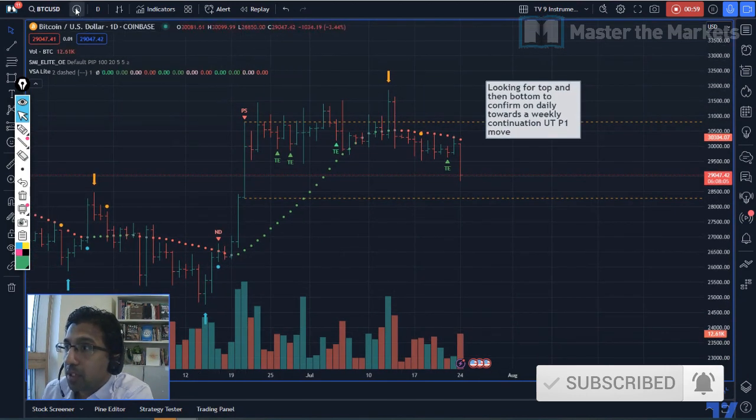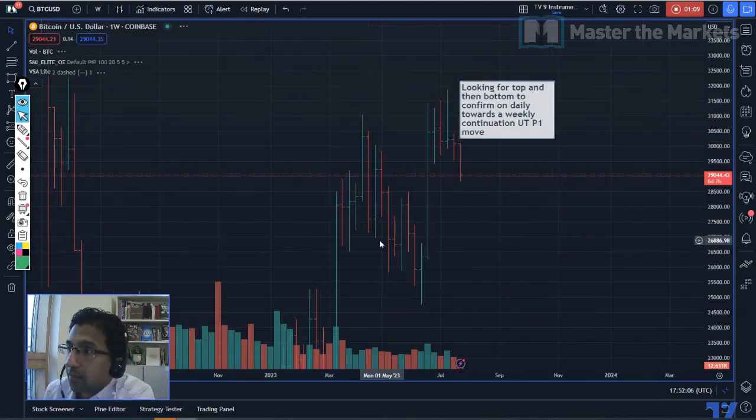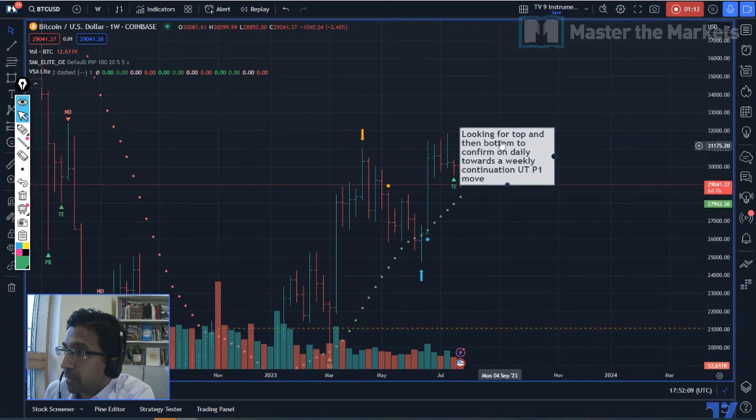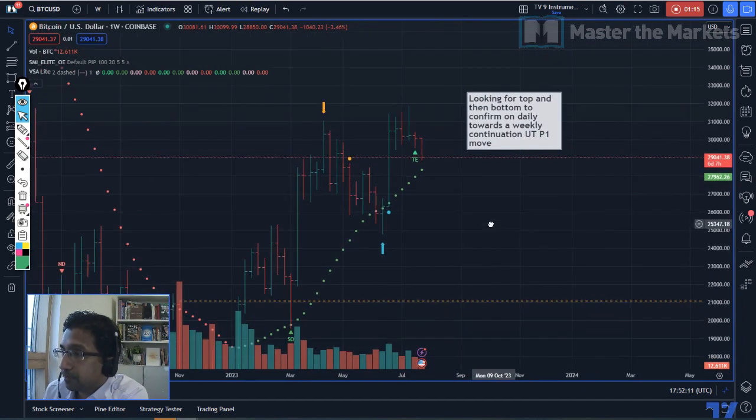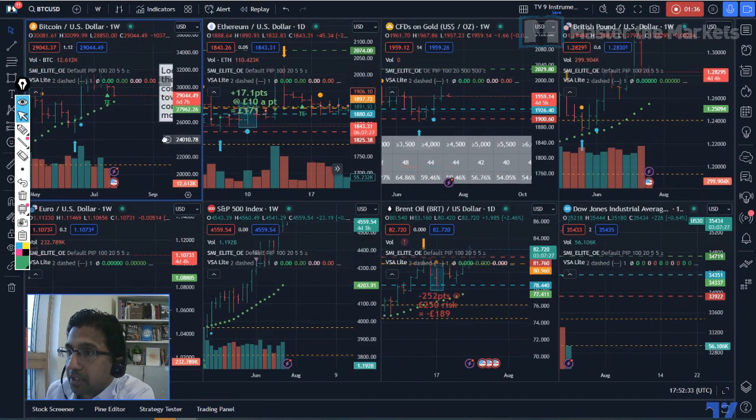From last week, what we were looking for was the top and then the bottom to confirm on the daily, towards a weekly continuation uptrend phase one move. If I go onto the weekly, this is what I meant. I'm waiting for this top to confirm. It's a potential top at the moment. If that confirms, then I'll be looking for a bottom move on the daily to enter early. As of now, we do not have a potential trade setting up there. I will just minimize that one.